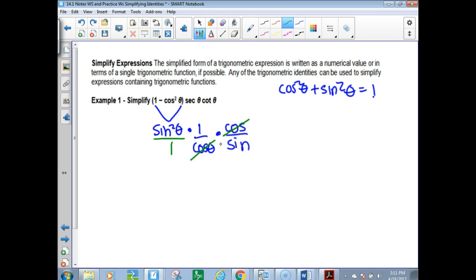Yes, Anthony. Oopsie. No, I just was bad and didn't write my thetas on those two. My mistake. I should have left them there. Theta, T-H-E-T-A. All right, and a sine cancels with this sine. So what do we have left?